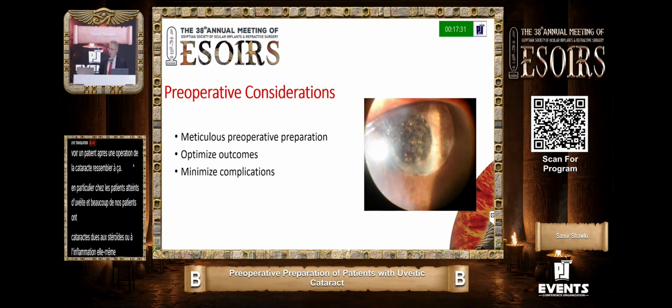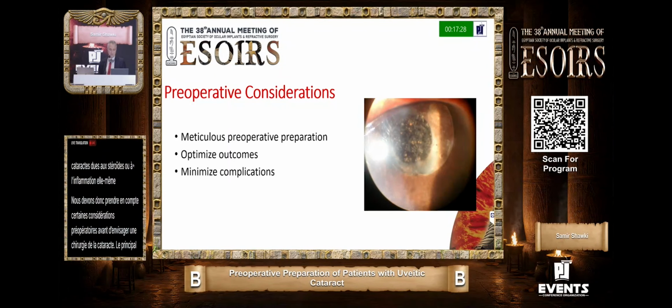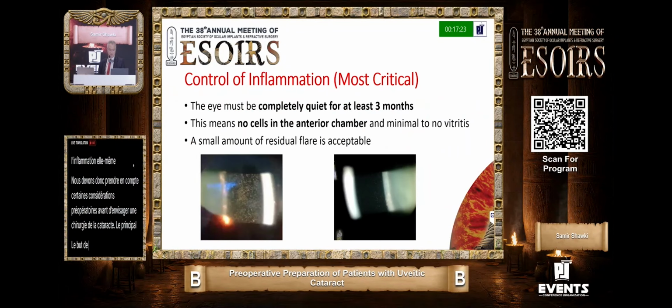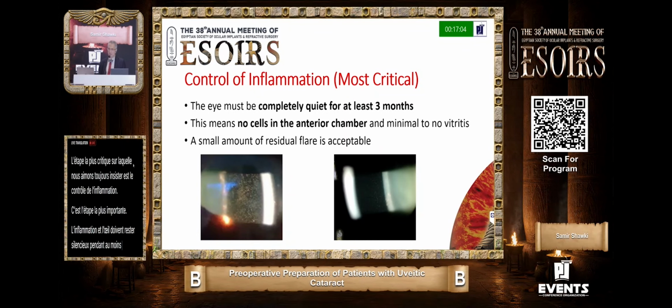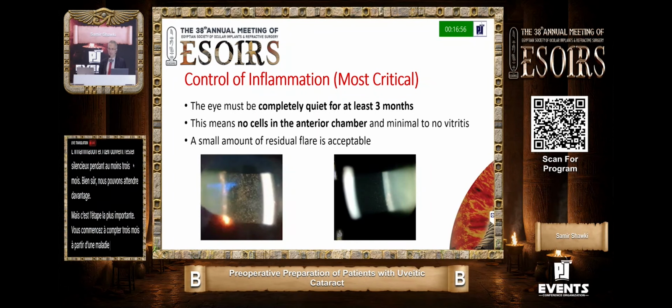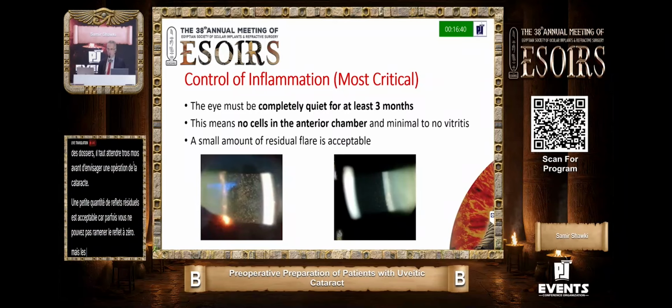The main aim of our preparations is to optimize the outcomes of the cataract surgery and to minimize the complications. The most critical step is to start counting 3 months from inactive disease. If you don't have records, you have to wait for 3 months before considering cataract surgery. A small amount of residual flare is acceptable because sometimes you cannot bring the flare to zero, but cells are almost unacceptable. You have to control the inflammation.